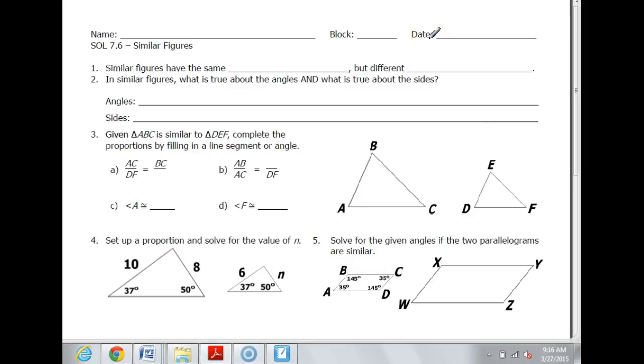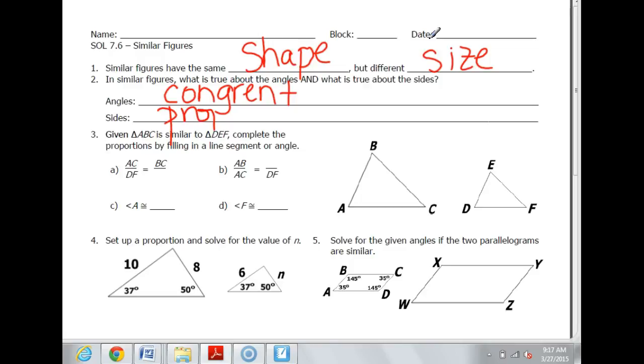Today we're talking about similar figures, and similar figures have the same exact shape, but they're different sizes. In similar figures, what is true about the angles and what is true about the sides? For the angles, they're congruent. So even if they're different sizes, their angles are still going to be the same size. And the sides are proportional.